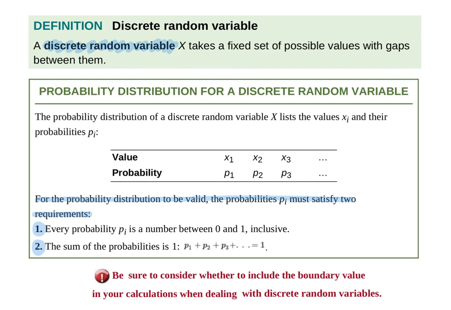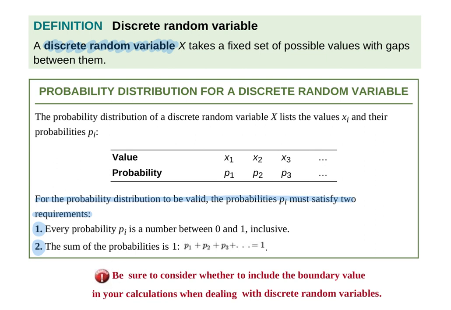And so the deal with having discrete random variables are these 2 things. So every probability is a number between 0 and 1, inclusive, right? Because that's how probability works. And the sum of all the probabilities should add up to 1.